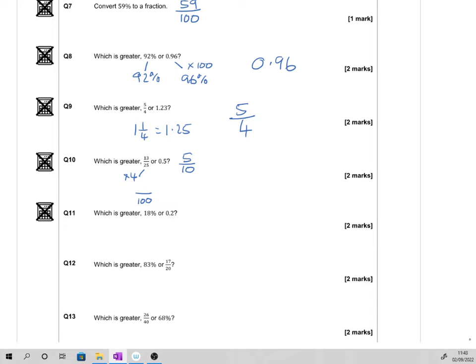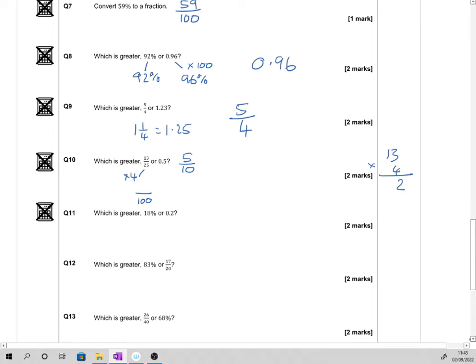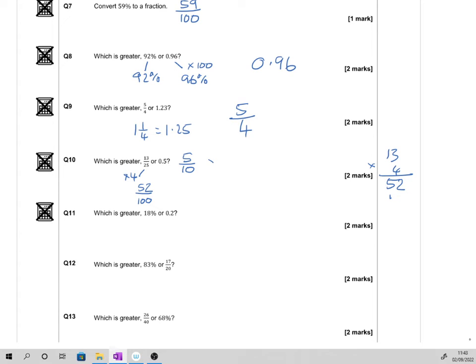And 4 13s. Let's come over here. 13 times 4. 4 3s is 12, 4 1s is 4, 5. So this will be 52 over 100. And this one I'm going to multiply by 10, to give me 50 over 100. So which is greater? This one is greater, 13 over 25. You've got to make them the same. Doesn't matter whether you make them decimals, fractions or percentages, as long as you make them the same.